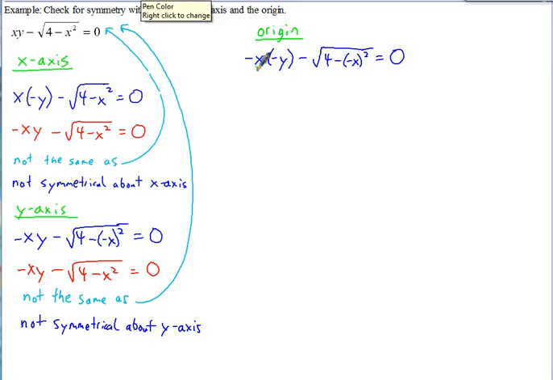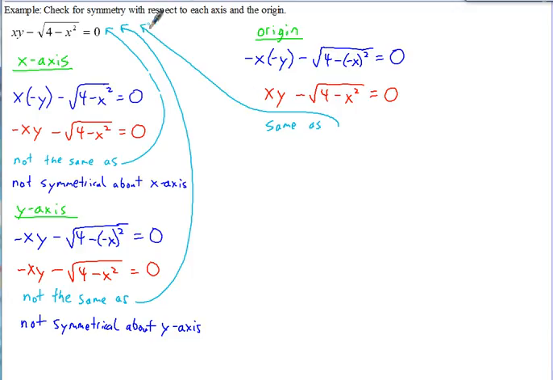So we get, I'm going to simplify that, negative x times negative y is xy minus the square root of 4 minus negative x squared is just x squared, because negative 1 squared is just positive 1. So this time, if we compare this to the original, it is the same as original.